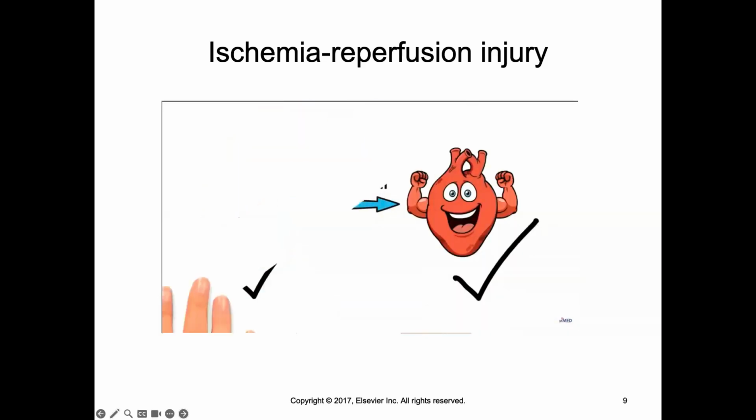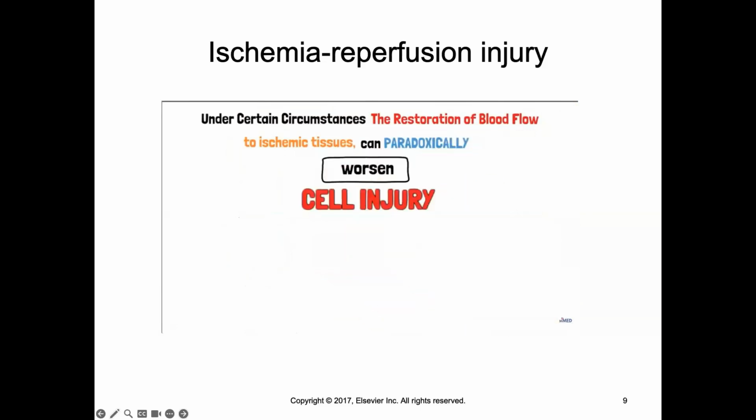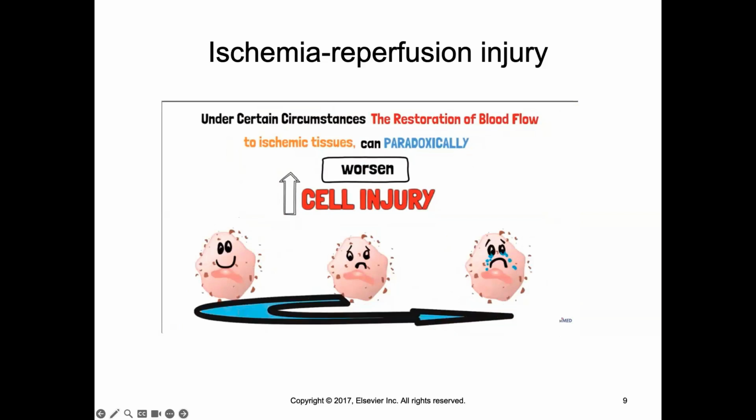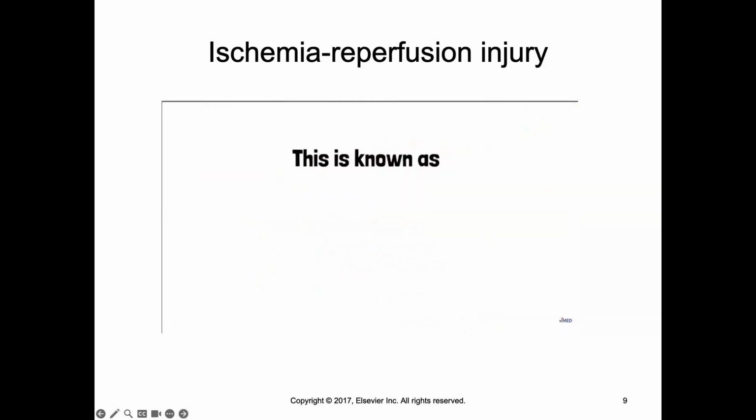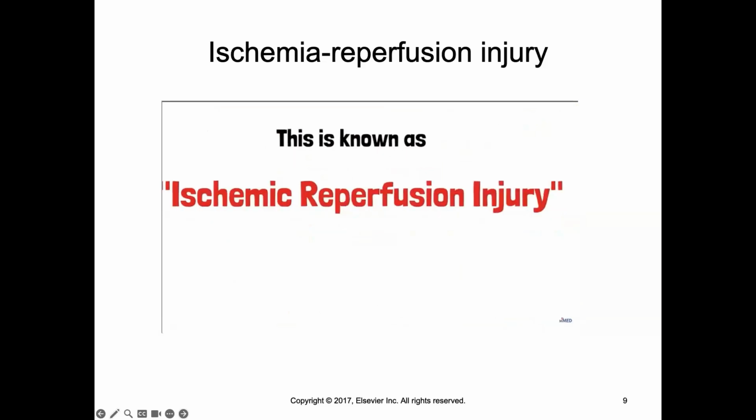But under certain circumstances, the restoration of blood flow to ischemic tissues can paradoxically worsen or increase cellular injury. This is the exact opposite outcome of what we expect from reperfusion. This phenomenon is known as ischemic reperfusion injury, and it may contribute significantly to tissue damage.